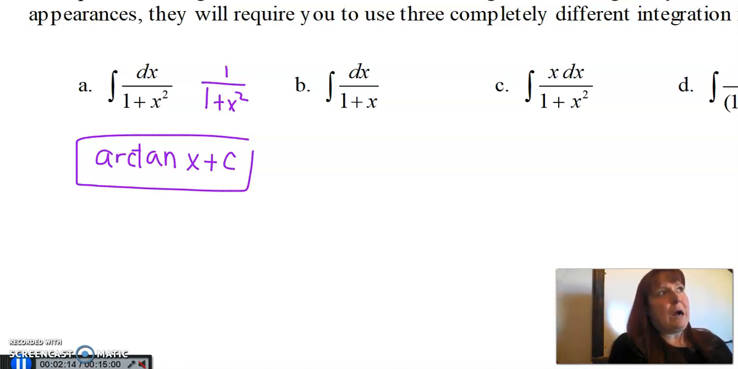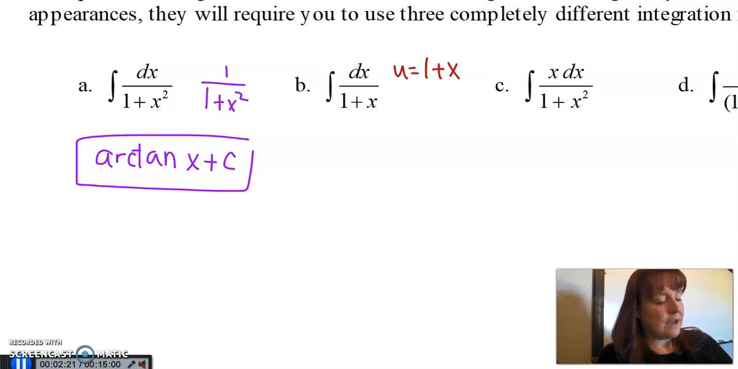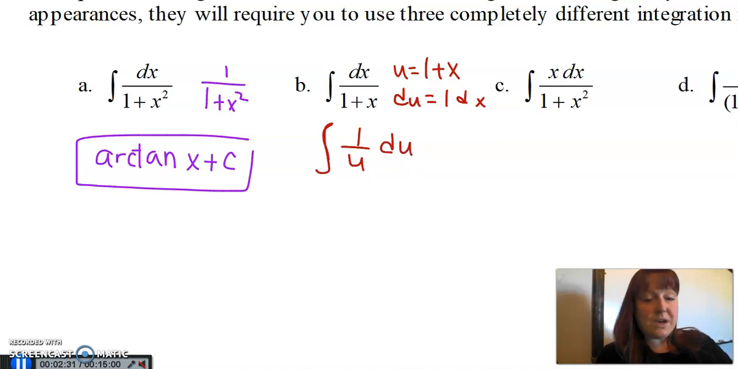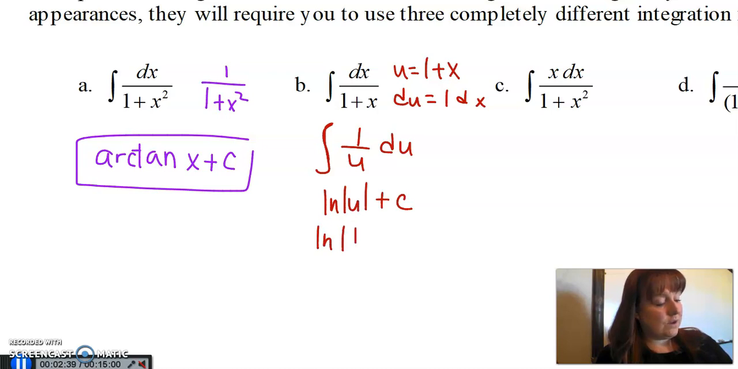Truly, you probably don't need to do U-substitution here, because you could maybe just recognize this, but you could, if you substitute 1 plus x for u, then du would be 1 dx. So we could just substitute in 1 over u du, right? And then what is the derivative, or the integral of 1 over u? Well, that's ln of absolute value of u plus c. And what was u? So that's ln absolute value of 1 plus x.